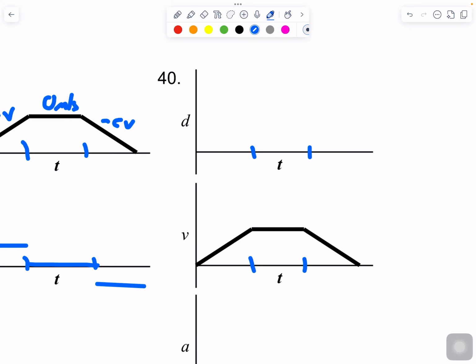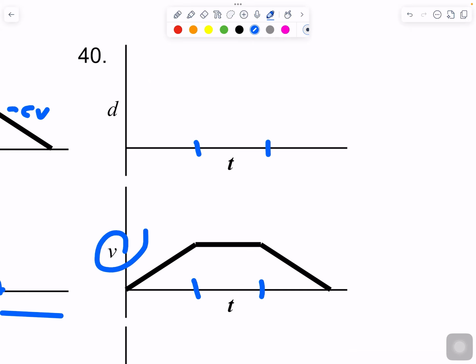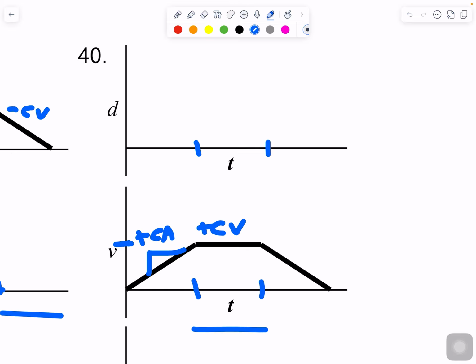And in our final one, this one is now a velocity time graph. So this is showing you positive constant acceleration. This is showing you constant velocity, positive. It's positive constant velocity because it's above the t-axis. If it were a line down here, that'd be negative constant velocity. And this is showing you negative constant acceleration.